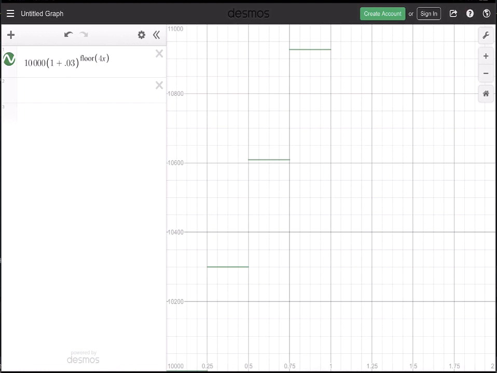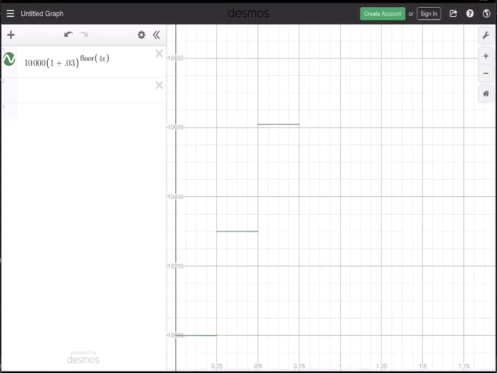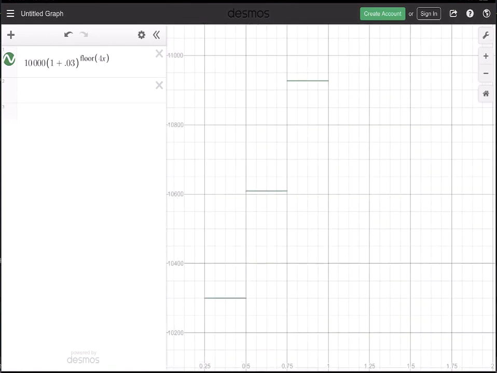So now I have this window that's a little bit easier to see, and I can see these discontinuities are in fact happening at all the multiples of 1/4. So sometimes you have to play with the window in order to see the function that you want in the window that's appropriate.